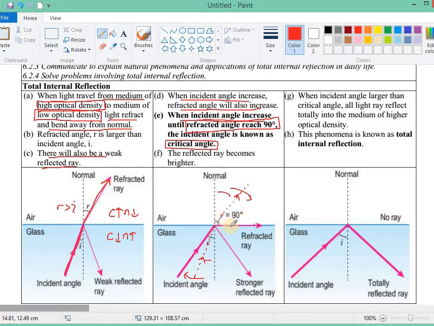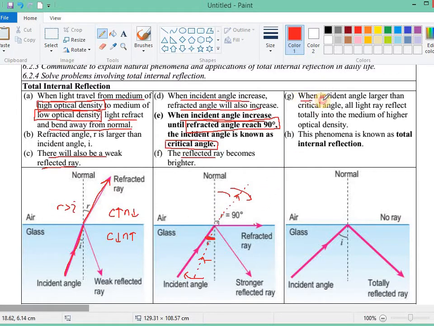Okay, the refracted angle will reach 90 degrees. When the refracted angle is 90 degrees, we call this incident angle the critical angle. When this happens, the reflected ray becomes brighter. This reflected ray is brighter than just now.